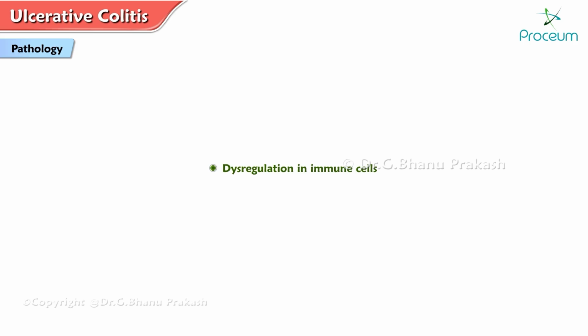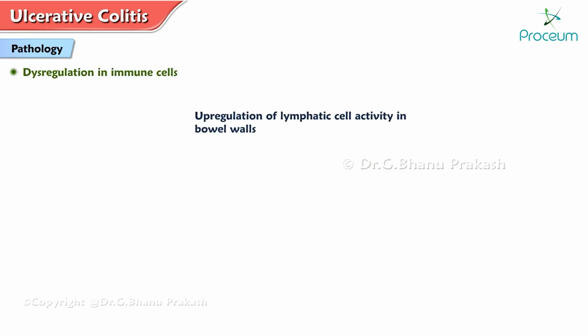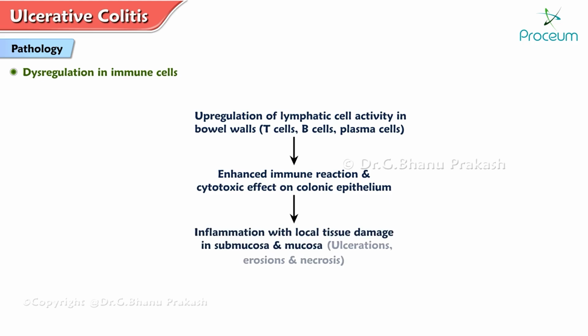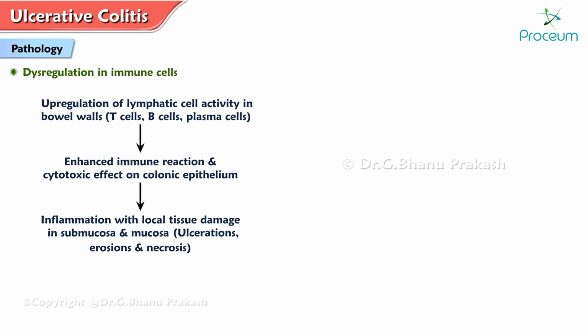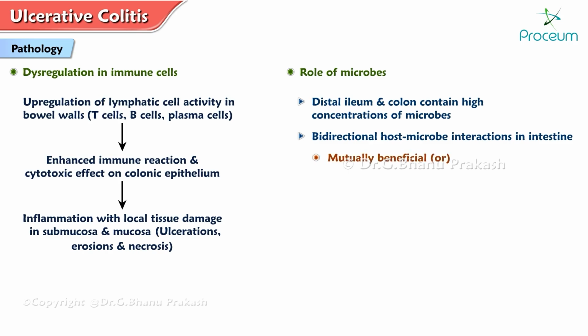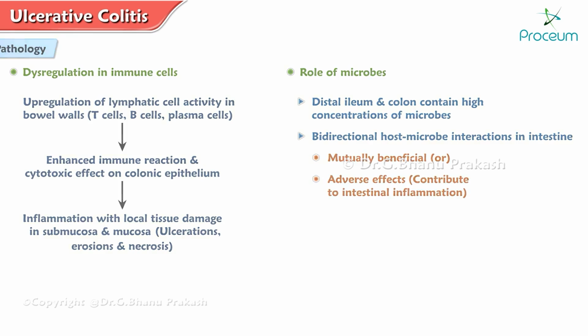Dysregulation in immune cells. Upregulation of lymphatic cell activity, T cells, B cells, and plasma cells in bowel walls causes enhanced immune reaction and cytotoxic effect on colonic epithelium, leading to inflammation with local tissue damage, like ulcerations, erosions, and necrosis in the submucosa and mucosa. Role of microbes. The distal ileum and colon contain high concentration of microbes. Bidirectional host microbe interactions in the intestine can be mutually beneficial or have adverse effects that contribute to intestinal inflammation.